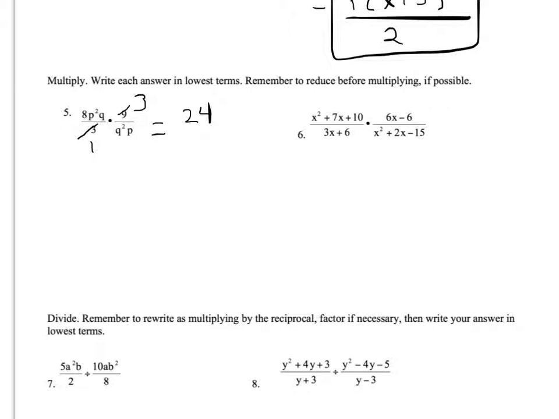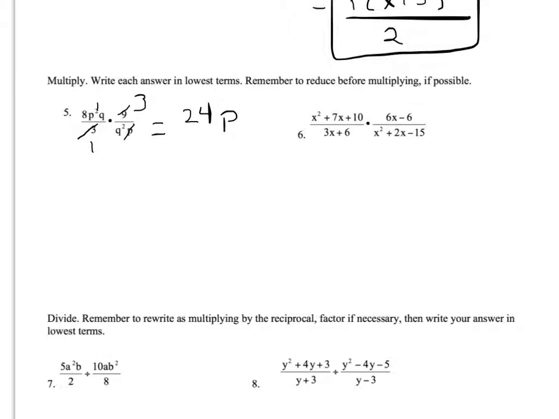As I look at the variables, I have a p squared in the numerator and a p in the denominator. Remember, when you don't see an exponent, the exponent is actually a 1. So there are more p's in the numerator than there are in the denominator. So this 1p in the denominator will take out one of the p's in the numerator, leaving p in the numerator. Do the same thing for the q's.